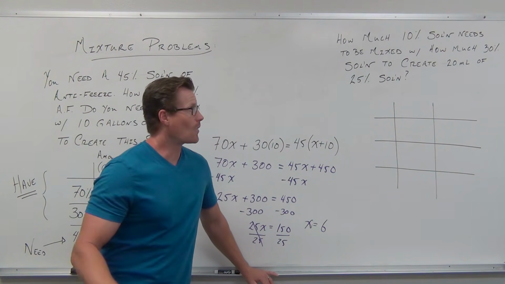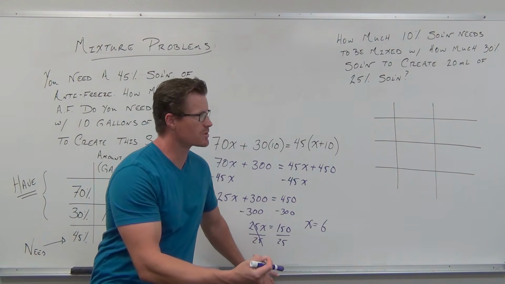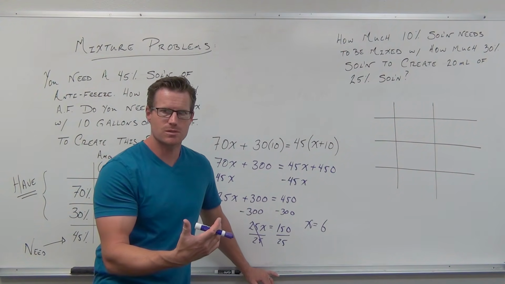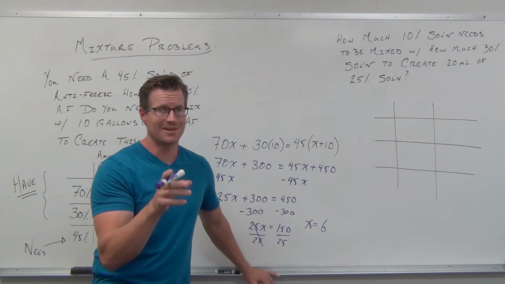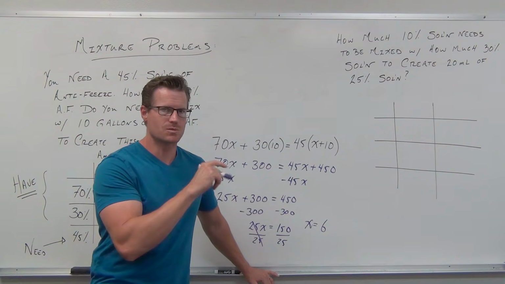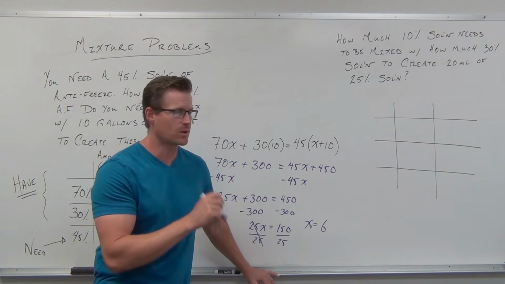It's just the way they are. How much 10% solution needs to be mixed with how much 30% solution, and how much? That's crazy. That looks like 2 variables. But you can't. You can't yet. Now, this is crazy, but later on when we deal with systems, we will revisit these problems, and I will show you how to do this with 2 different variables, with systems of equations.